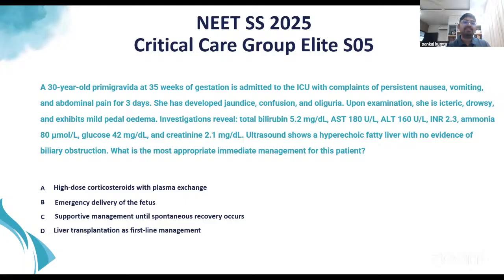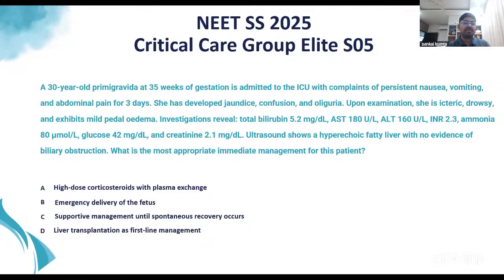So the option is very straightforward. Don't look at the others. It is just emergency delivery of the fetus. That will be the first answer. Next, look at the other options. High dose corticosteroids with plasma exchange is not really suggested. It may be suggested in certain conditions, but definitely not for AFLP. And even in other conditions like HELLP, it is not going to be that effective, and it is just a last ditch push.